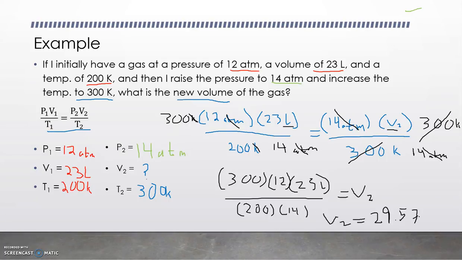29.57. If we look at our sig figs, I have 2, 2, 1 sig fig right here, 1 sig fig right here, and 2 right here. So this should be 1 sig fig, so we'd round up to 30 liters.